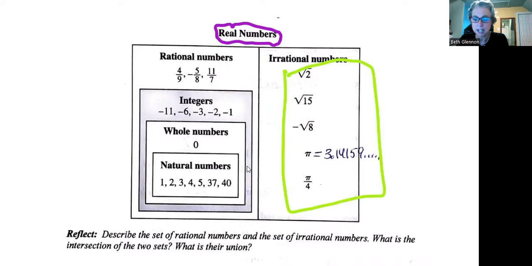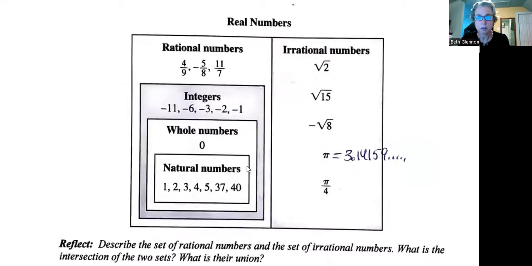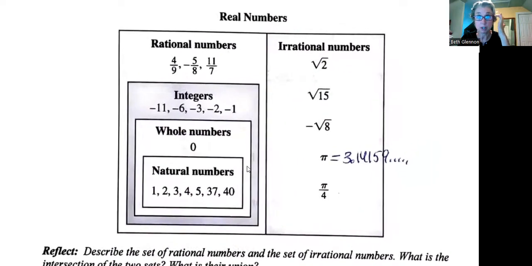Best example of that is pi. There's no pattern when I write out pi: 3.14159. The decimals continue on and on forever and ever. All right, so now let's concentrate all of our energy on the rational numbers.